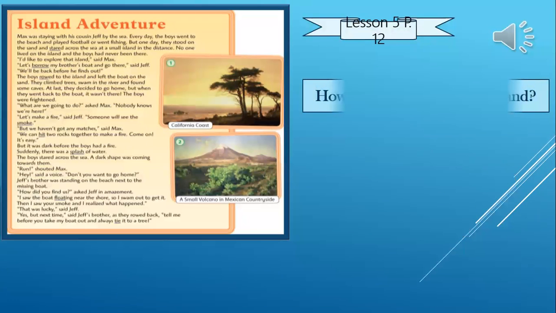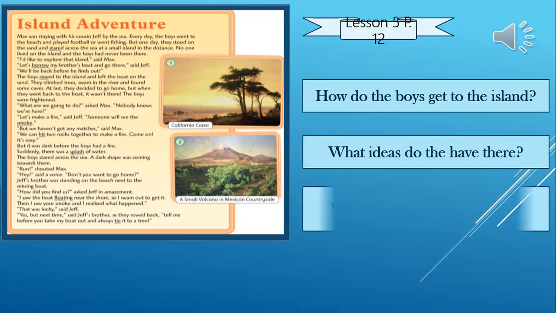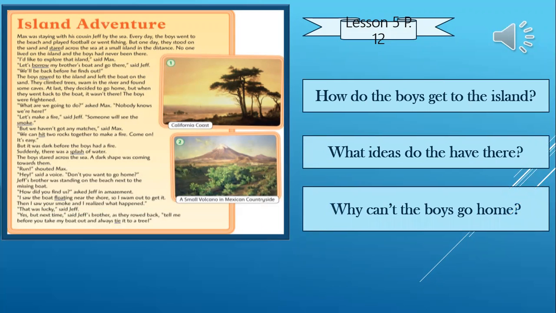Listening 9. Listen and read. Okay, before we listen to the reading lesson, here lesson 5, page 12, you can open your books. Before we start, let's listen to these questions.